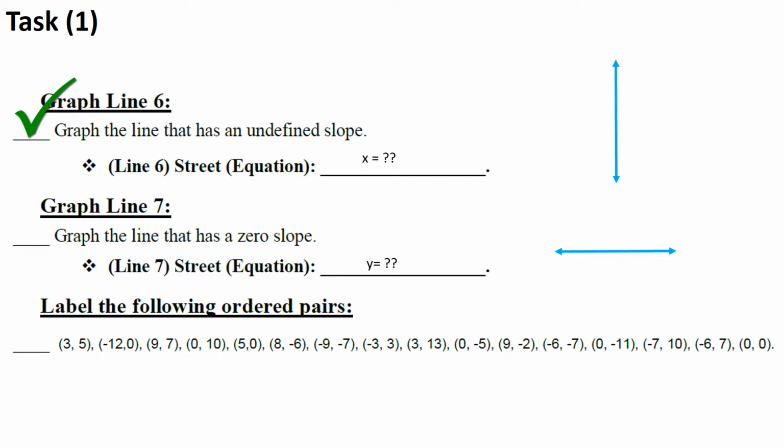It could be above the x-axis or below, but it's going to be parallel with the x-axis and perpendicular to the y. Okay, it's going to cross at a certain point, and wherever it crosses, that's the number of your equation. So make sure you get the equation right. For the undefined slope, it's going to be x equals something, so it's wherever the line crosses the x-axis. And then for the zero slope, wherever the line crosses the y-axis, you get to choose. All right, very good.